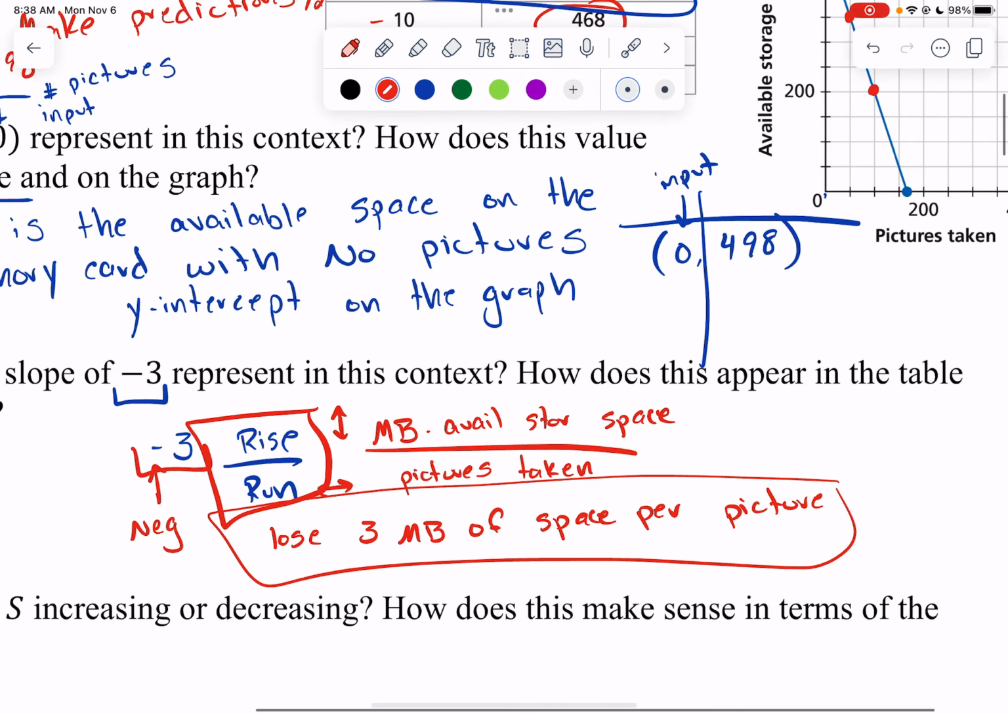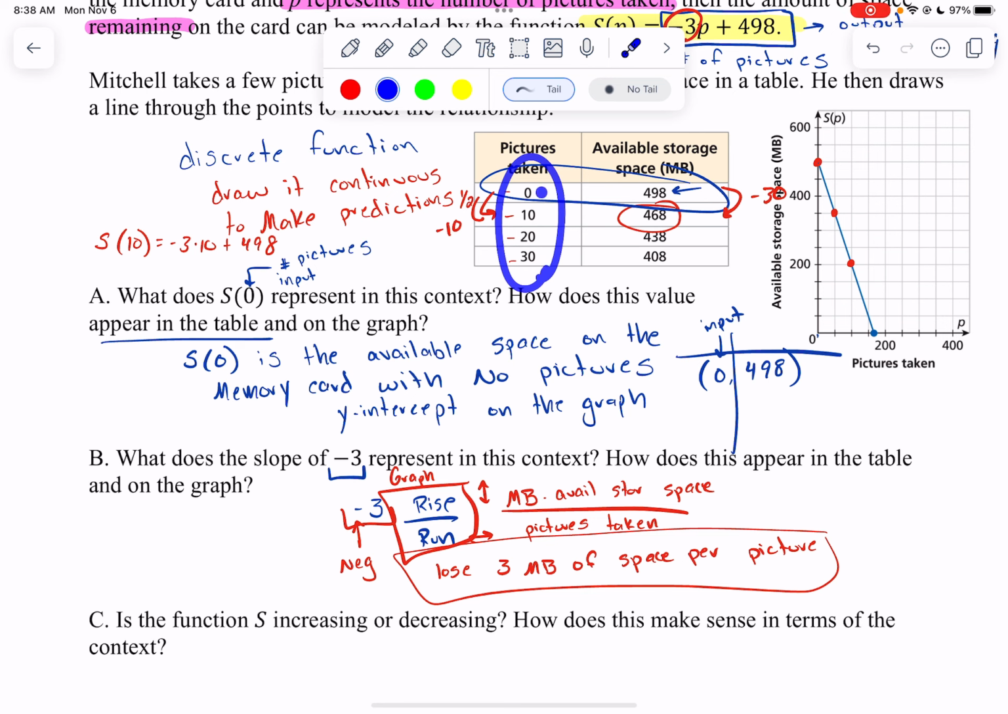And really, in the table, it's more so going to show up as we go down 30 for every up 10, because each one of these goes up by 10, up by 10, up by 10, up by 10, and these go down by 30 each time. Okay.